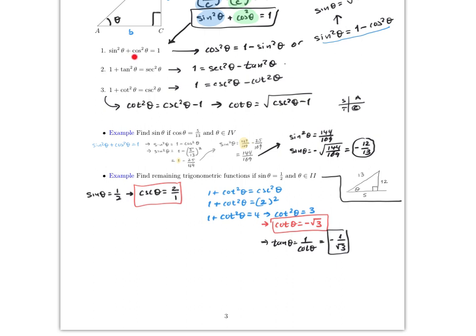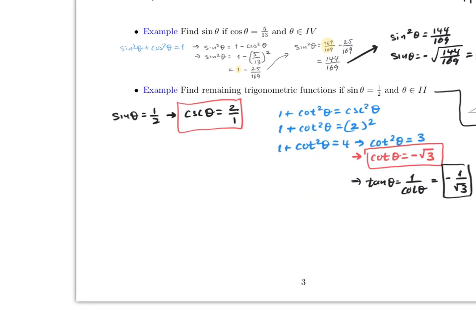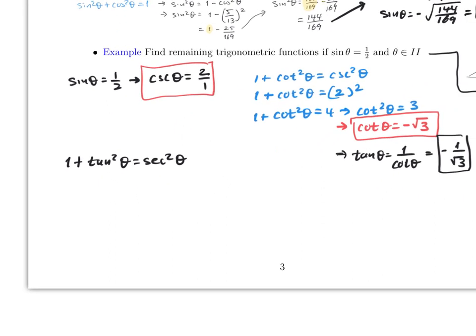And once you find cosine, you can find secant. Or we can use this one, since we already know what tangent is, to find secant first and then find cosine. So let's actually do that. Remember the identity we have is that 1 plus tangent squared is equal to secant squared. But we already know what tangent is. Tangent is minus 1 over radical 3, squared.